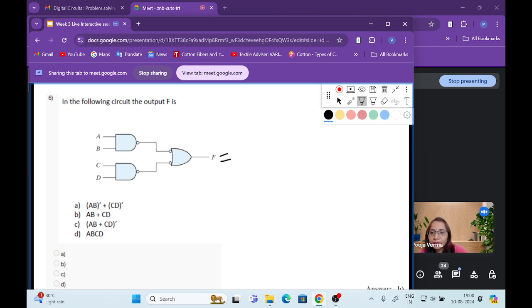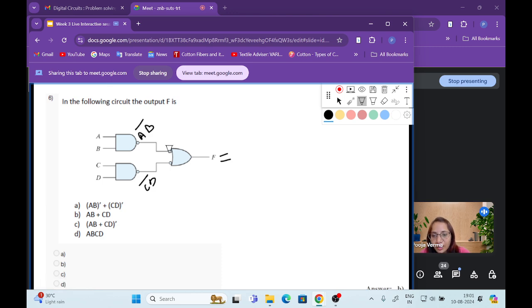So let's solve it. So what will be the output of this? This is an AND gate representation. This is a NAND gate. Okay, this one is a NAND. These both are NAND gates. So what will be the output of this NAND gate? That means A multiplication of B bar, right? Similarly for this, the input given is CD. So output of this NAND gate will be CD bar.